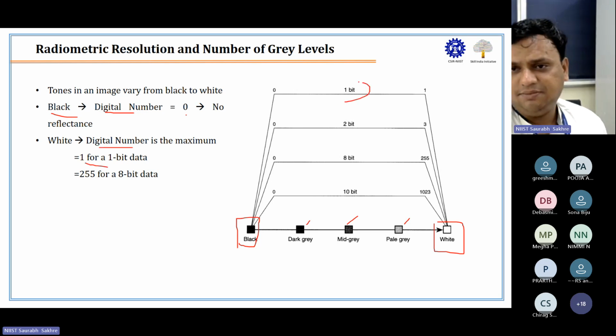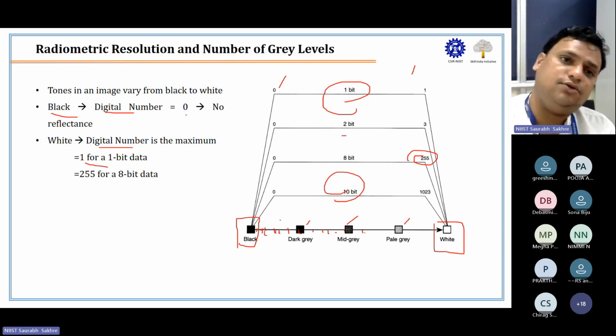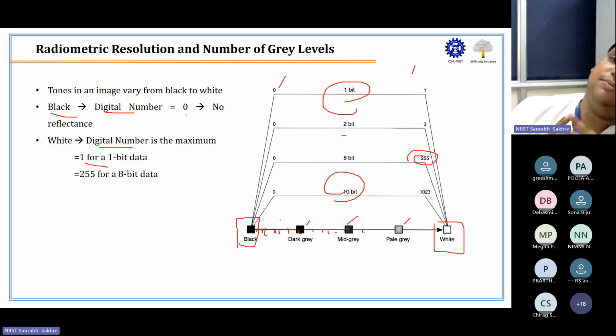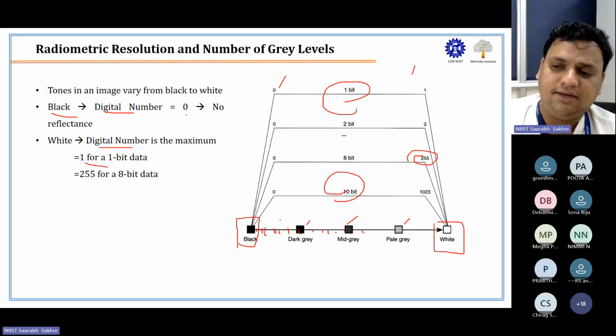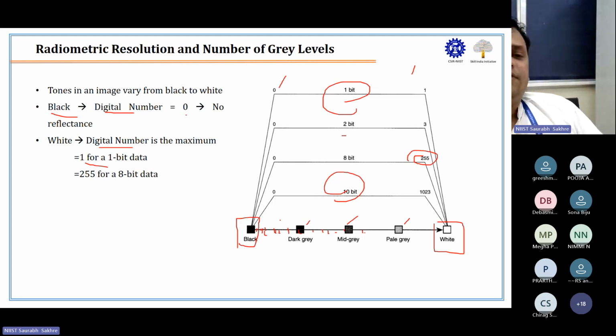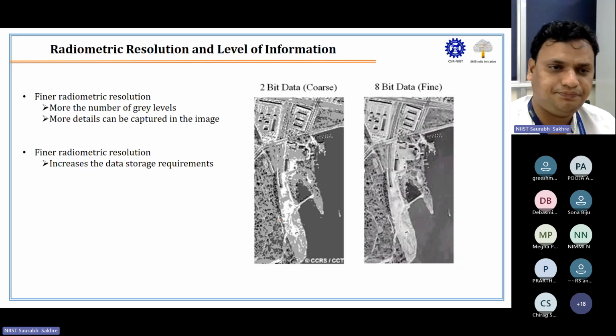So if it is 1 bit, there will be two colors only, 0 and 1, black and white. If it is 2-bit, there will be 2 more included. If it is 8-bit, 255 more shades in between, like this it will come 1, 2, 3, 4, 5, 6, 7. That much you can see. And if it is 10-bit, 1023 colors you can see in between. So radiometric resolution is based on the color of the satellite image, and mostly it will be between black and white. Based on this also, we can work out so many things. You will see that slowly once you start working in the area.